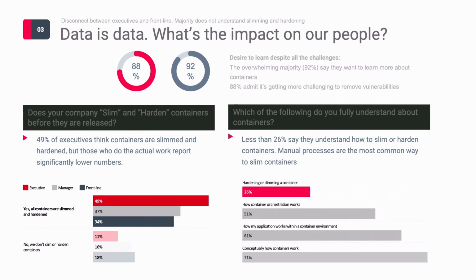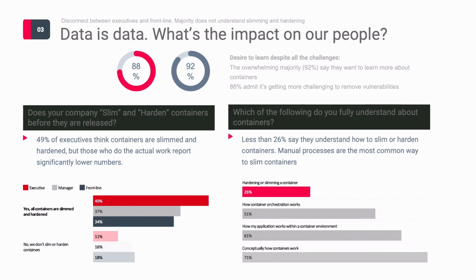Because data is data, but what's the impact on our people? How do developers and DevOps engineers deal with this more complex and vulnerable landscape? So an overwhelming majority of the developers said they want to learn more about containers, 92%. I mentioned that 88% find removing vulnerabilities from their containers more and more challenging over time.